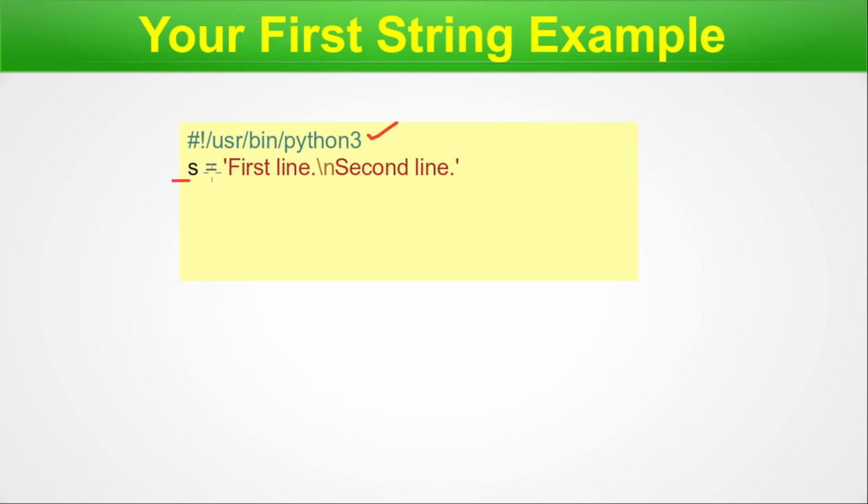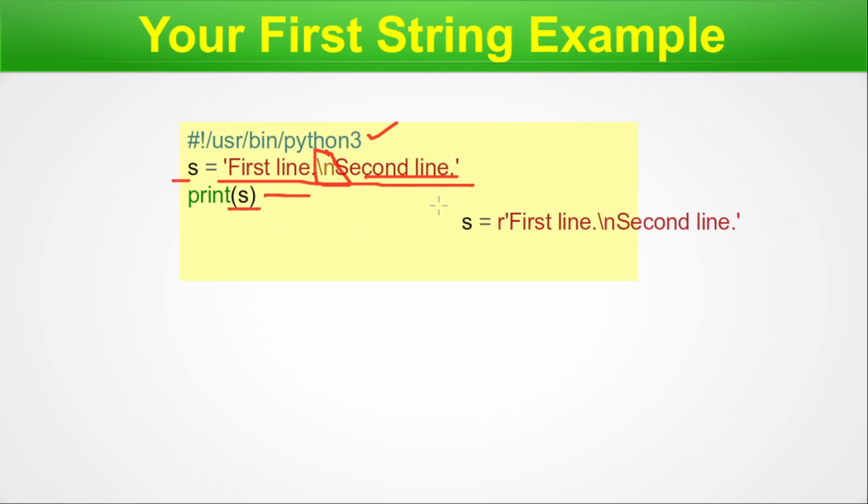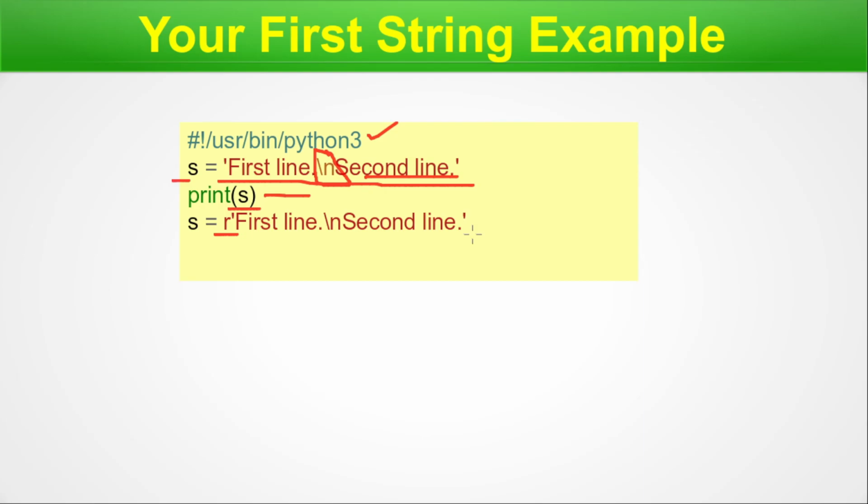Next, s equal to, within quotes, first line, then we have a \n. You know this, right, from the C language. This is a new line character, and then we have the second line. Next, we print s with the print command, and here you can see there is a pair of brackets. Next, we write the same line with r, and again we have the print command.